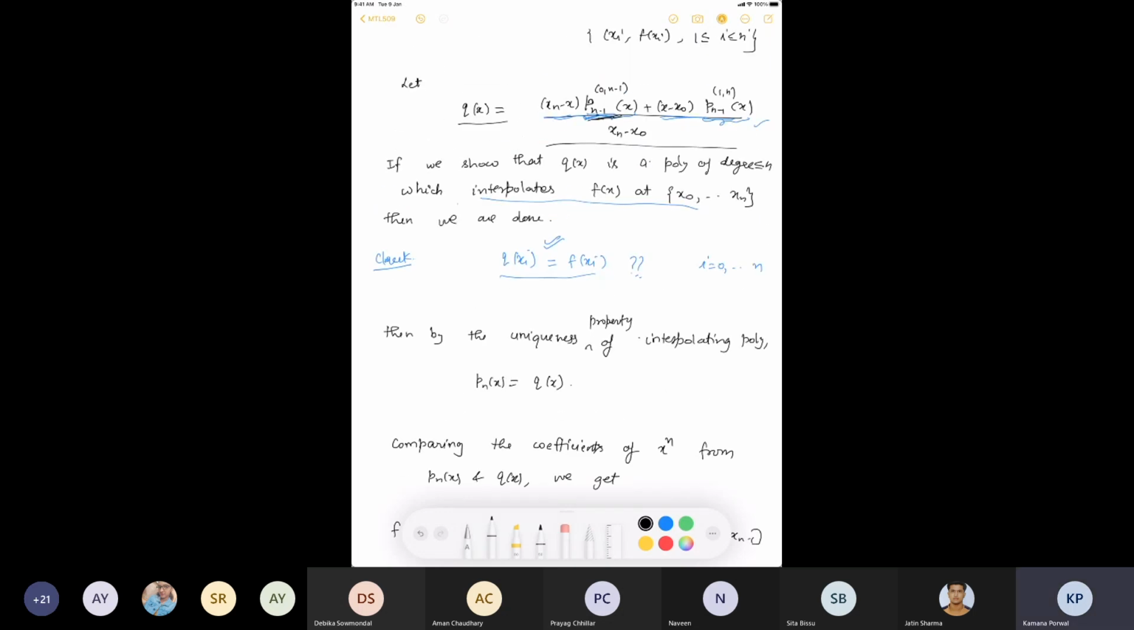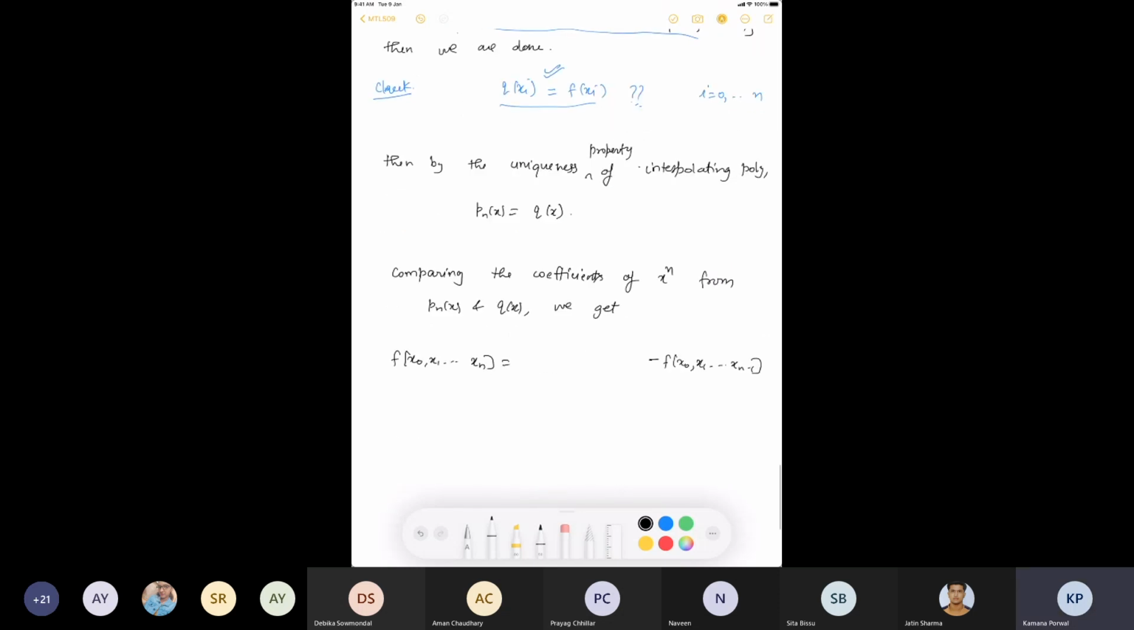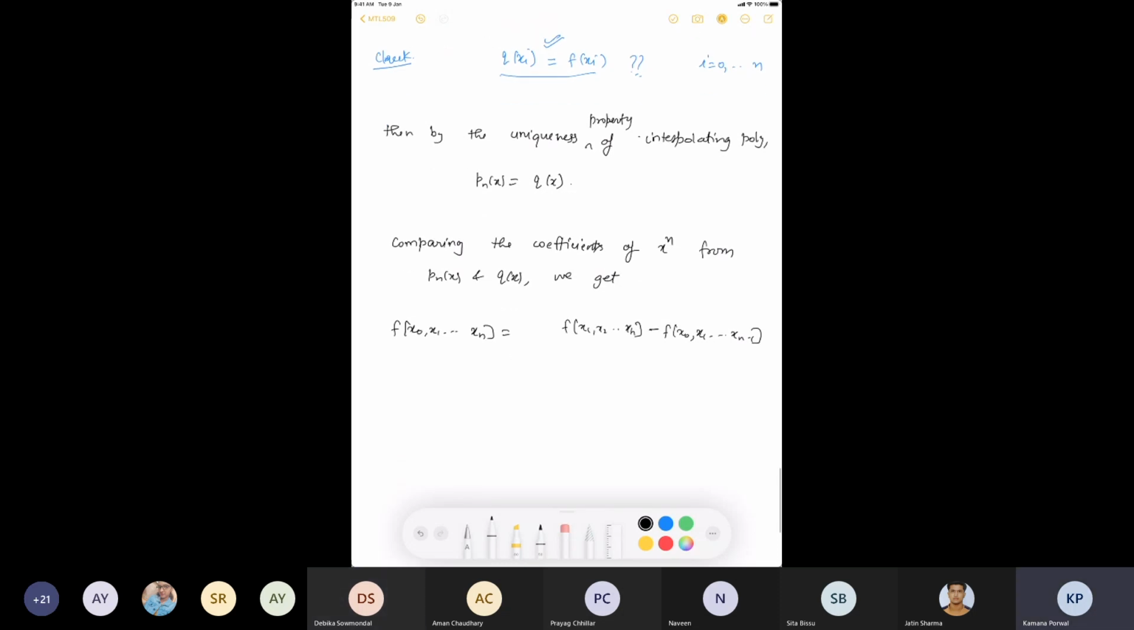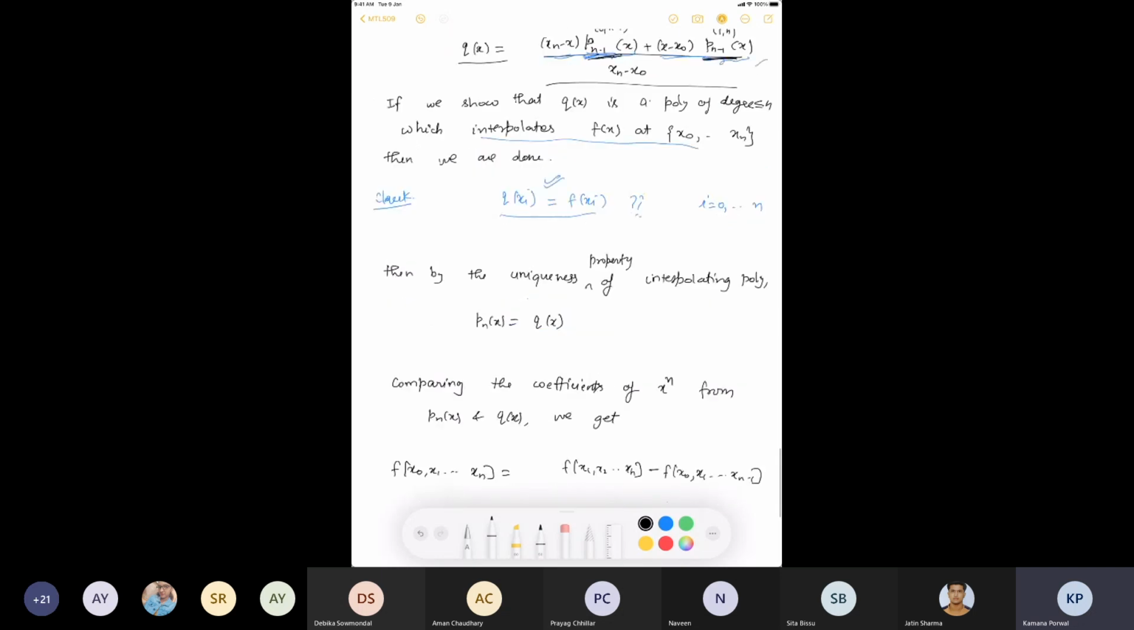Likewise, if you observe the second term, the highest order term, which is the coefficient of x raised to power n minus 1, is going to be f[x1, x2, up to xn]. And in the denominator, we have xn minus x0.